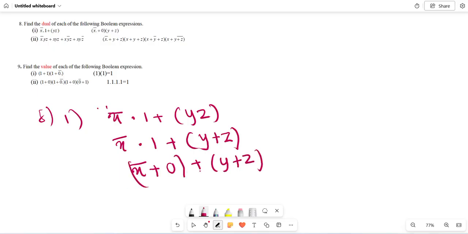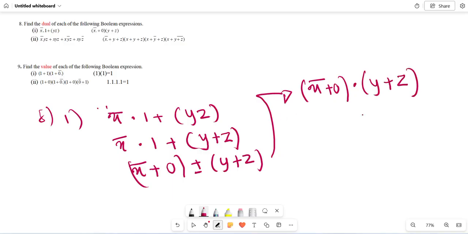But this plus, what is that? That is the last thing you want to do. It is OR, right? So what do you want to do? x bar plus 0, and this plus you can put a dot, and here y plus z. This is the last answer, x plus 0, y plus z. You don't actually need to put this dot because we know it is the multiplication, or the dot product. x plus 0 dot y plus z. That is the first answer.